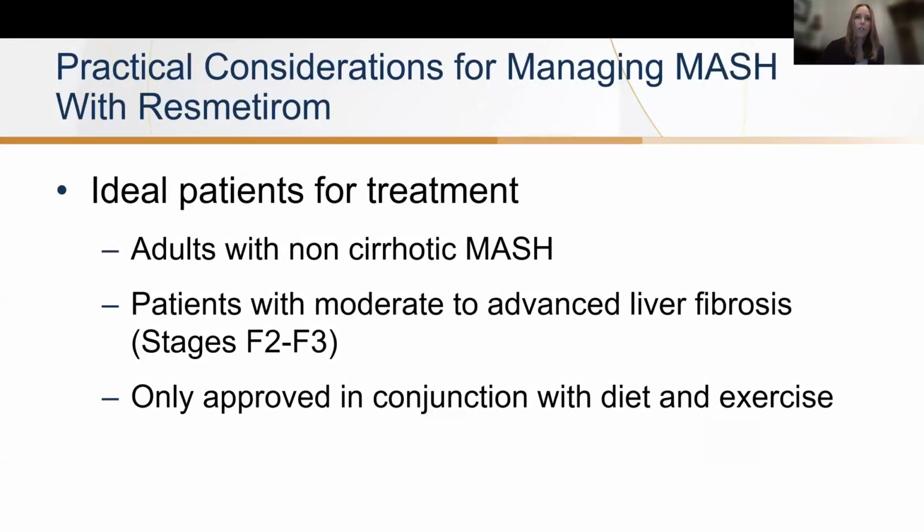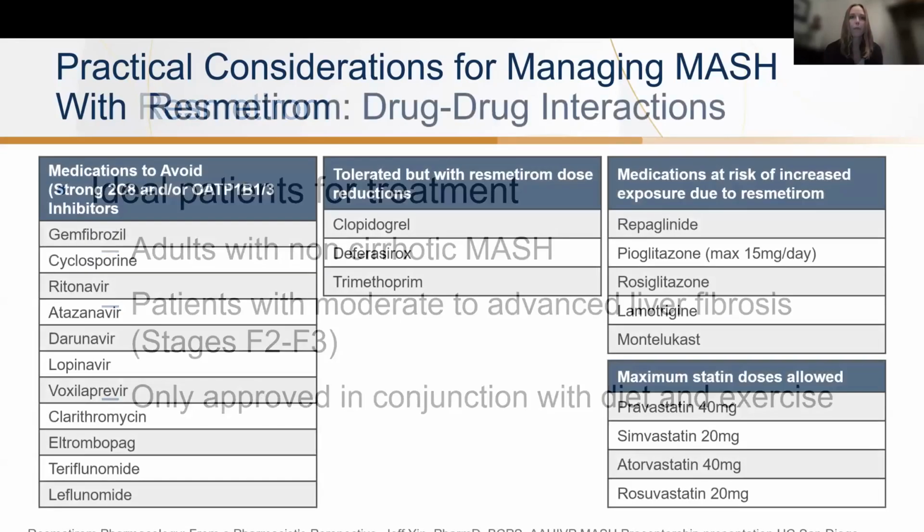And what are some practical considerations for managing MASH with resmetirom? So this is ideal in patients with non-cirrhotic MASH and approved for adults. And these patients should have ideally stage F2 to 3 fibrosis. And it is only approved in conjunction with diet and exercise. So like I said previously, we should still be telling patients about these lifestyle and dietary modifications, even if we're putting them on drug therapy.